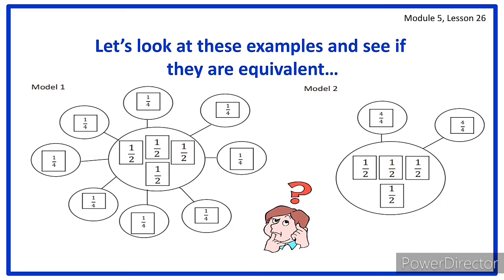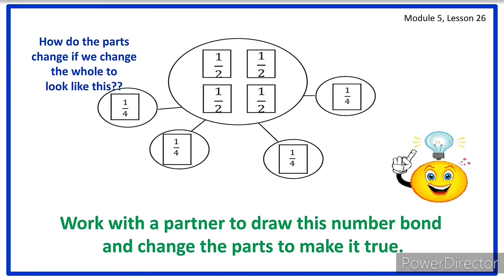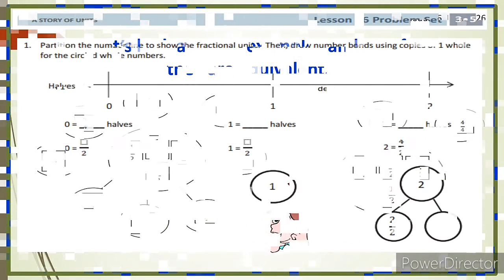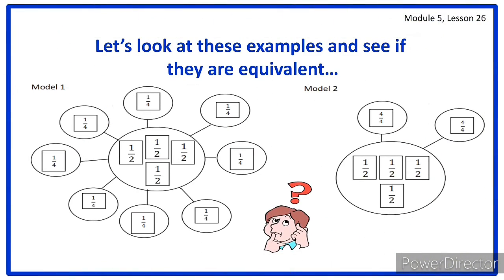Let's look at these examples and see if they are equivalent. Model 1, you can see 1/2, 1/2, 1/2, 1/2, the same as this. When you add the number bond, you have 1/4 in 8 places, and here you have 4/4 and 4/4 just in 2 places. Are they the same? Of course they are the same, because if you talk about the unit fraction, 1/4, 1/4, 1/4, 1/4 will give you 4/4, and that 1/4, 1/4, 1/4, 1/4 will give you another 4/4. So they are the same, they are equivalent.